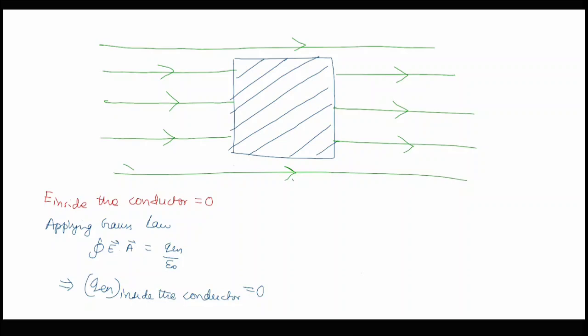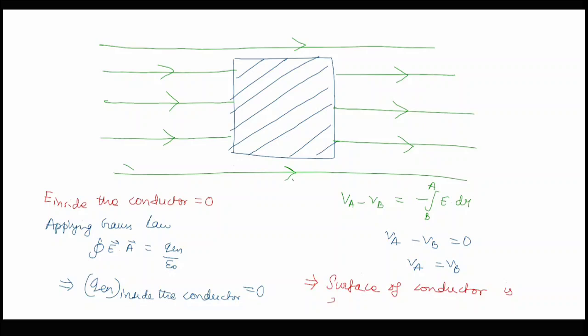Now since the electric field inside the conductor is 0, if we use this expression, that is VA minus VB is equal to negative integral of E dot dr, then from here, if E is 0, I can say that VA minus VB is equal to 0, or VA equals VB. That is, I can say that the surface of the conductor is equipotential.